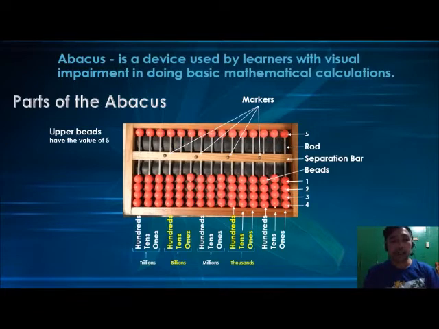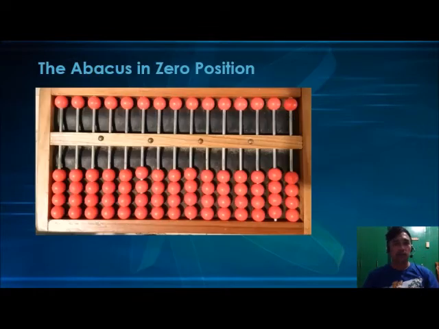Upper beads have the value of 5, while lower beads have the value of 1. Look at our abacus. The abacus is in 0 position. As we see, all beads in the upper abacus are up, while all the beads in the lower abacus are down. So therefore, they are in 0 position.